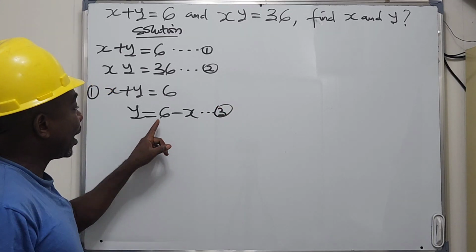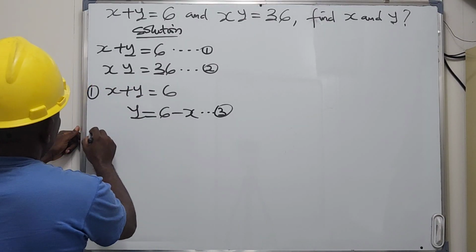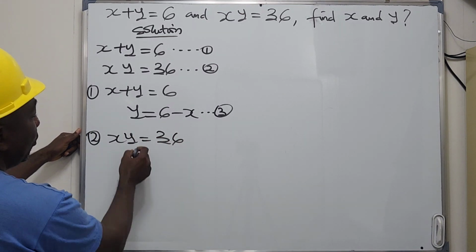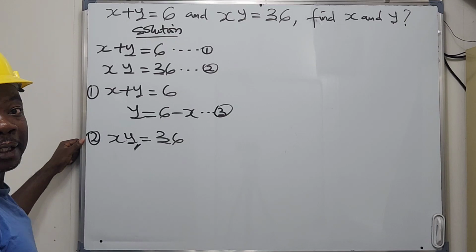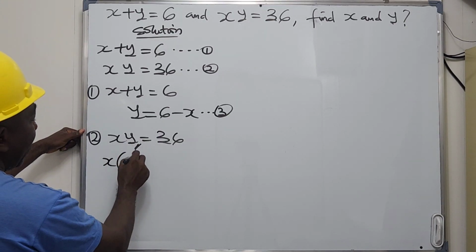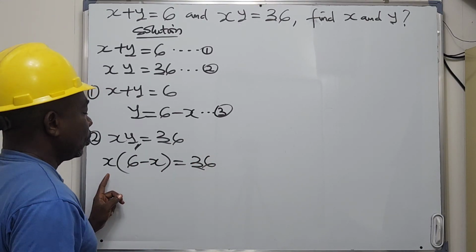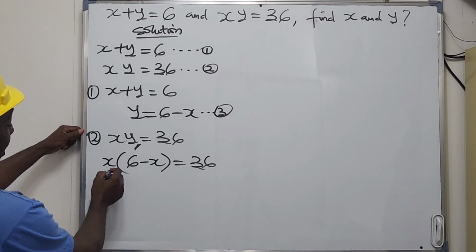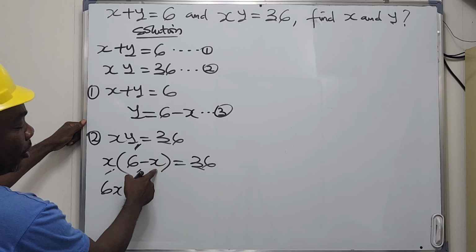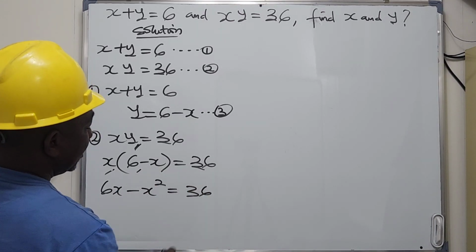So here, we can substitute equation 3 into equation 2. From equation 2, we have xy equals 36. In the place of y, we put 6 minus x. So this will become x times (6 minus x) equals 36. We can expand this. Expanding this, we have x times 6, which is 6x, and x times minus x, which is minus x to the power of 2, all equals 36.